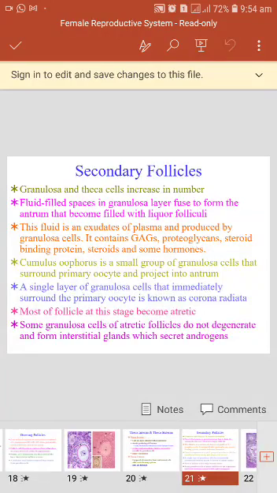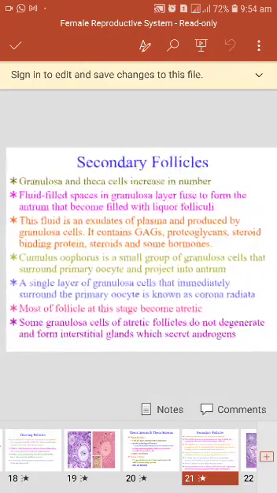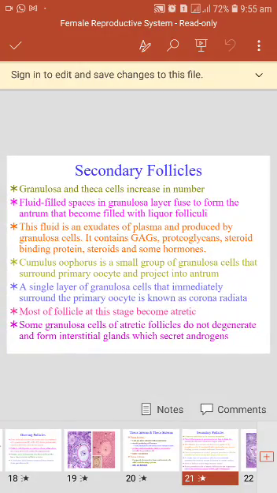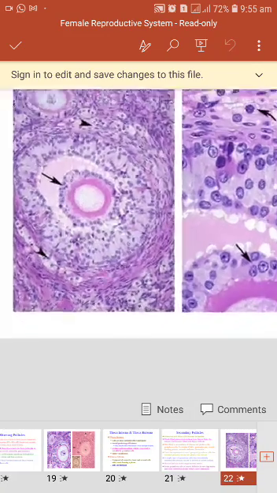Then in the secondary or growing follicle, we also have the cumulus oophorus. What is this? It is a small group of granulosa cells that surround the primary oocyte and project into the antrum. A single layer of granulosa cells that immediately surround the primary oocyte is known as the corona radiata. Most of the follicles at this stage become atretic. Some granulosa cells of atretic follicles do not degenerate and form interstitial glands which secrete androgens.